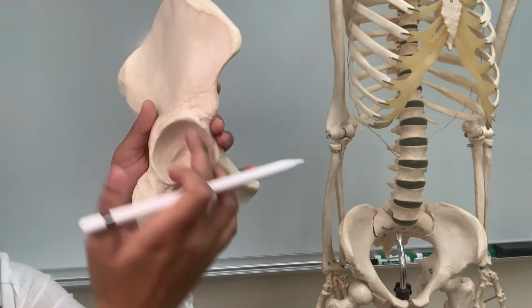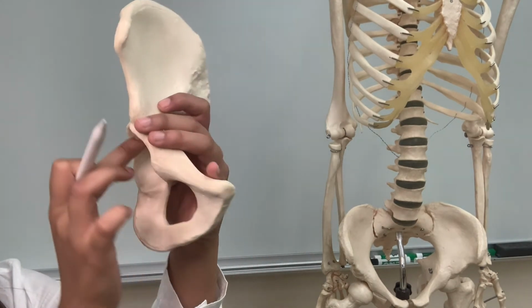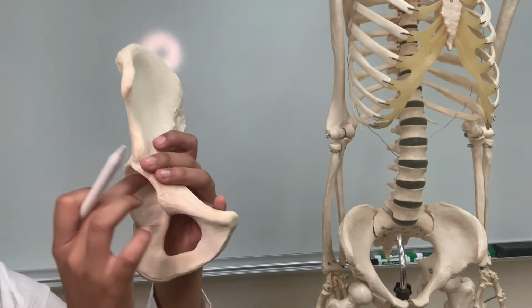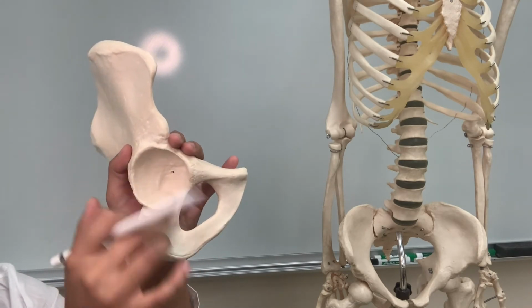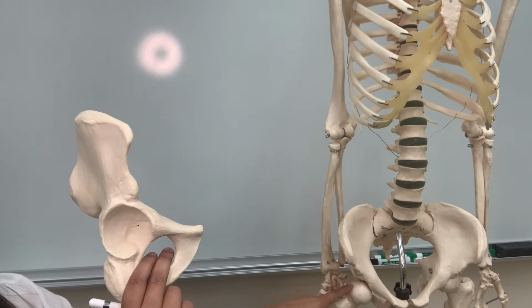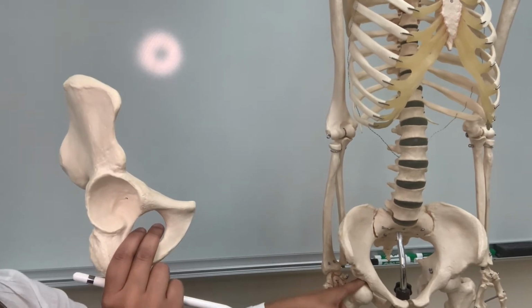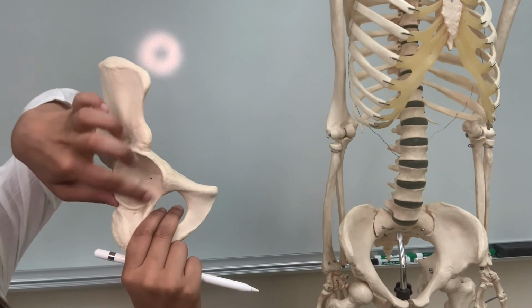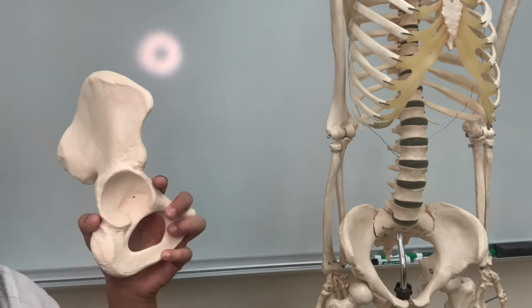Well, one thing I forgot to mention is that this big hole right here in your os coxa is your acetabulum. This is where the head of your femur, right here, as you can see, the head of the femur articulates. So this whole thing right here is your acetabulum.